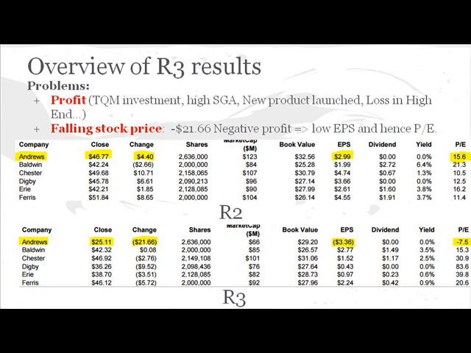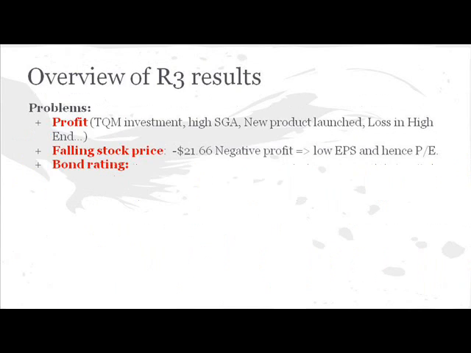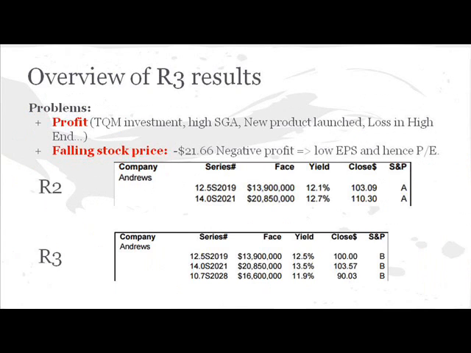Our stock price fall to minus $21.66 is mostly because of our negative profit, which bring down our earning per share and price to earning ratios. The bond rating also dropped to B rating from A in round 2.